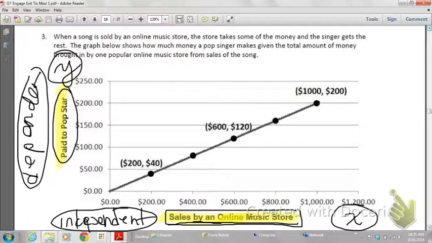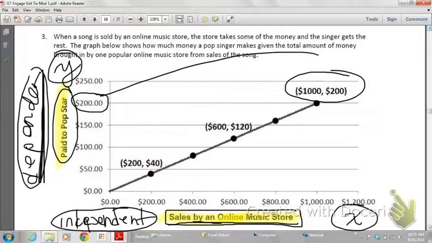So the truth is, there's no other place on this graph that the paid to pop star could be. It needs to be on that y-axis, and therefore you'll see where the numbers on this axis end up when we create a coordinate point. With this point right here, you can see that there was $200 paid to the pop star, and you can see that exists right there because these coordinate points are always plotted x, comma y.